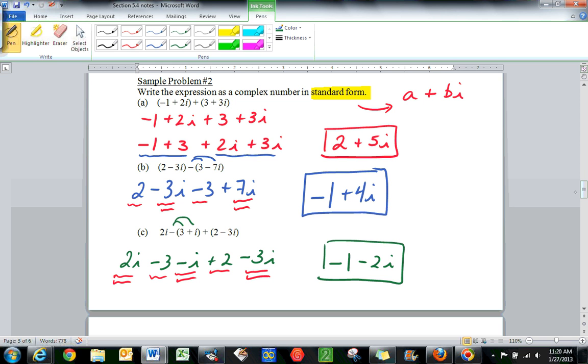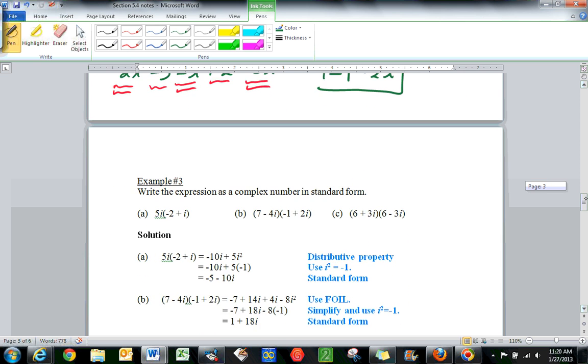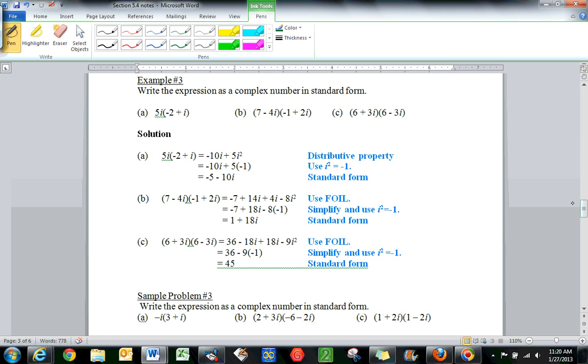Now, let's take a look at some other operations that we may run into. You can see in example number 3, we have some multiplication going on here with the imaginary unit in there. And this is going to work just like multiplication with any other variable form. So we're going to, in part A, distribute the monomial to the binomial.